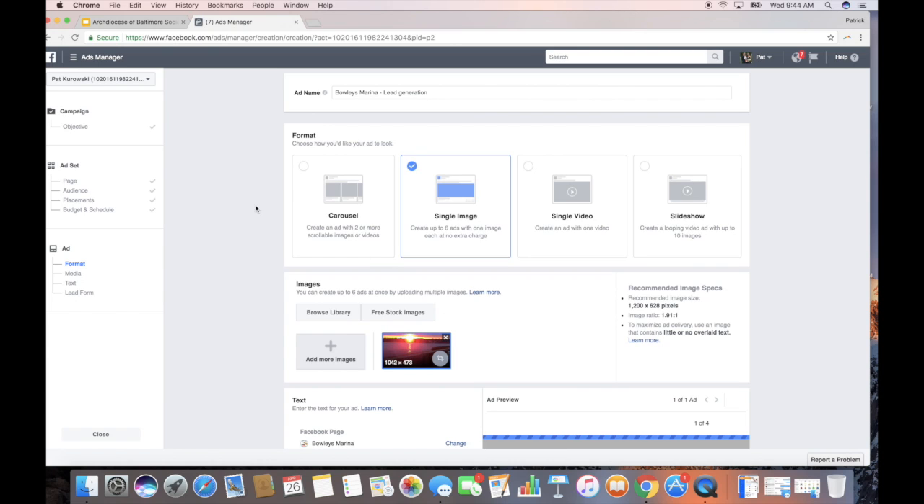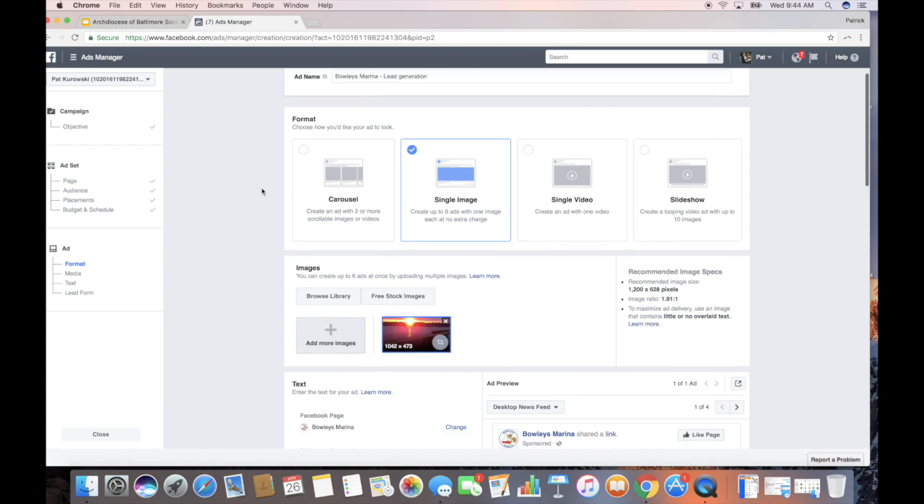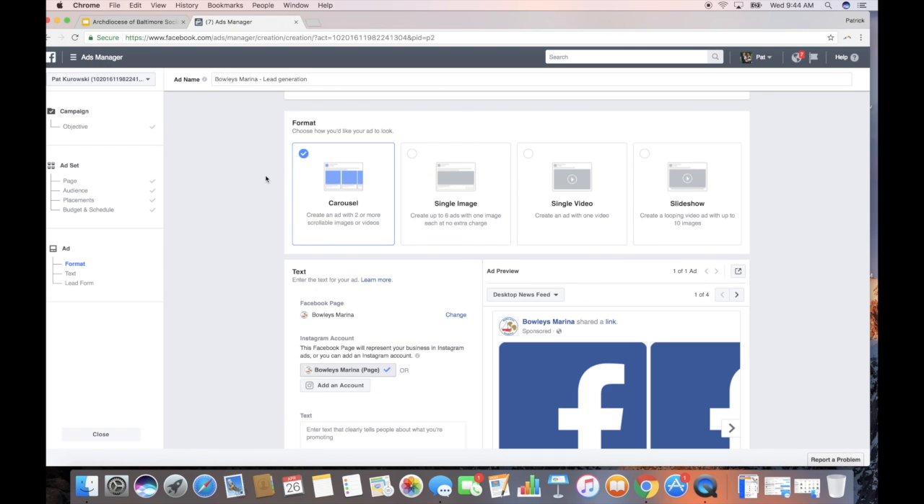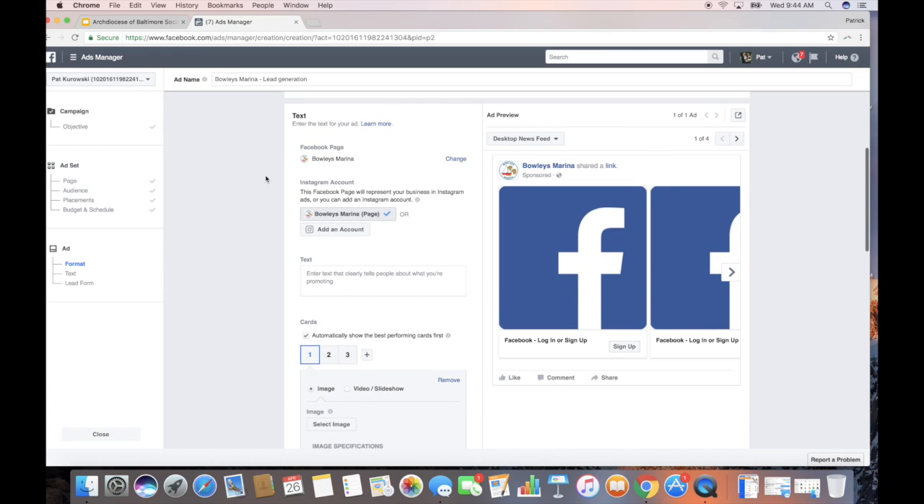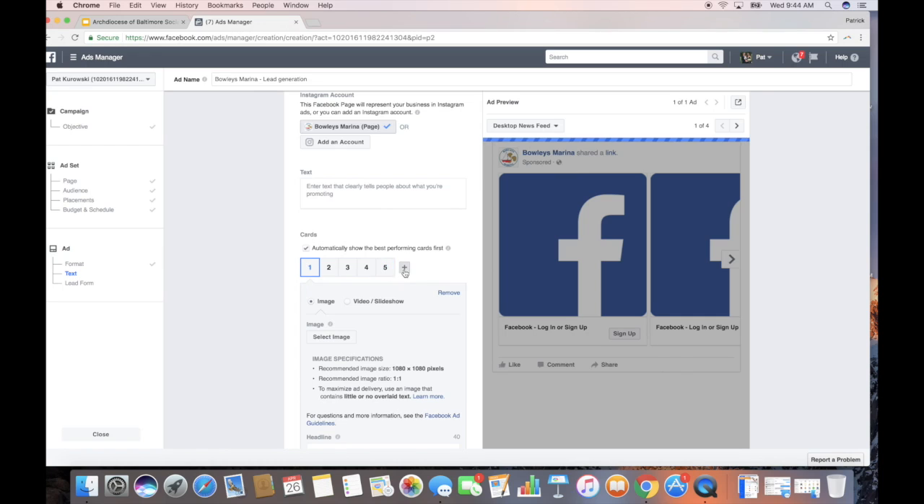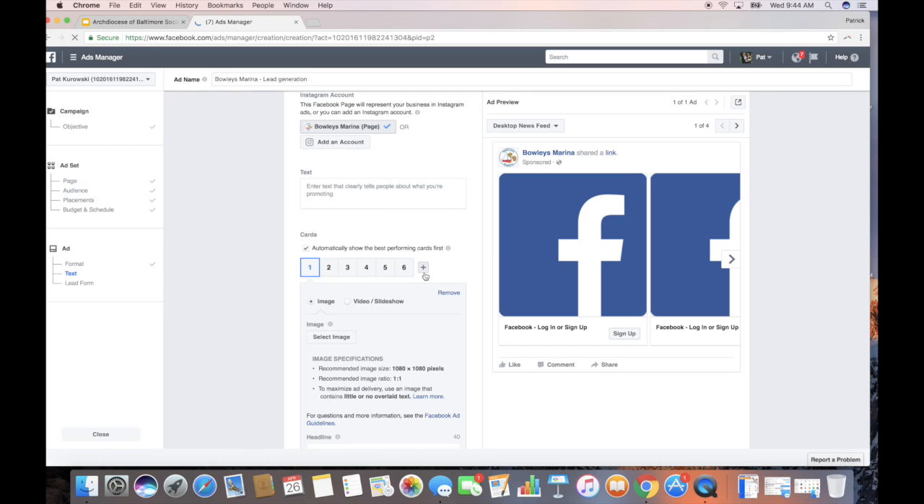Hit continue, and now you'll have the opportunity to choose your format. We always recommend choosing a carousel because it gives you the opportunity to really highlight some different areas of your school. So we always say, have something that's talking about the academics, the admissions process, the faith-based portion of your academic curriculum, and even the extracurricular activities. As you scroll down, you can always add more. You can always take away different ads. So you can have up to about 6. We wouldn't recommend going over that.